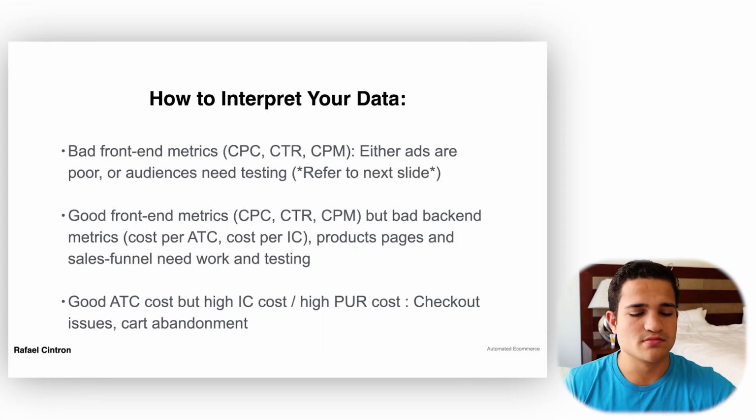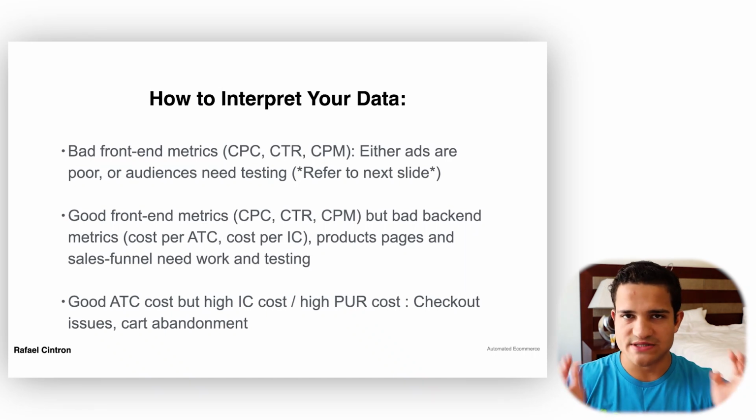Good front-end metrics. Let's say your CPC is good, your CTR is good, your CPM is solid, but you're not getting anybody adding to cart. You're not getting anybody initiating checkout. That's a problem. But it's not a problem with the ad. It's a problem with the product page or your funnel. Something going wrong in the checkout process. Maybe somebody is clicking on something wrong. Maybe the people that you're targeting are old. They don't know how to go through your website. Maybe you're charging $50 for shipping or something insane like that. We have to figure out what's happening on the back end.